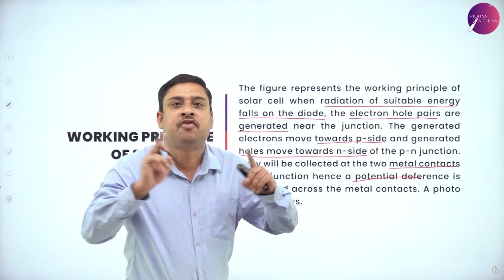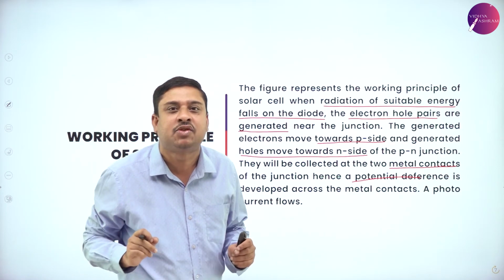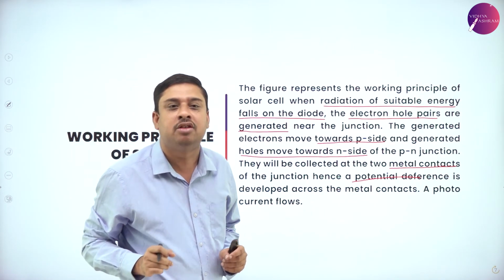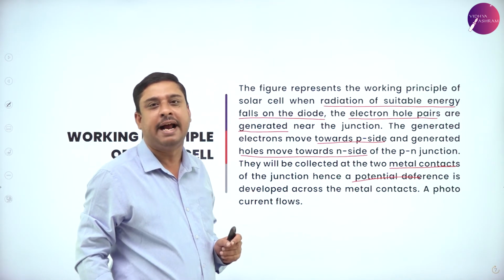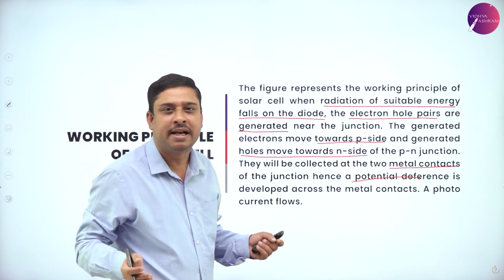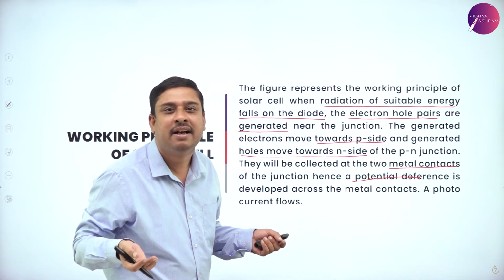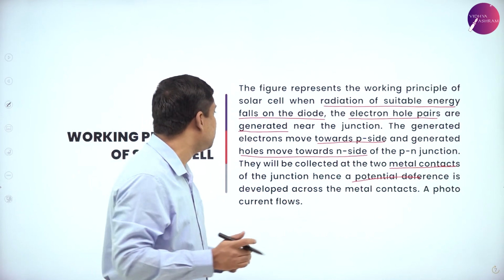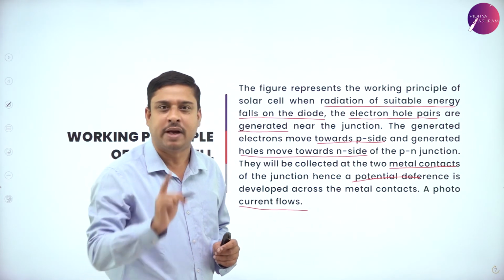Because of the flow of these charge carriers, recombination, a current is constituted which is called photocurrent. So exactly as in the photoelectric effect, light is converted into photocurrent. So what happens here?